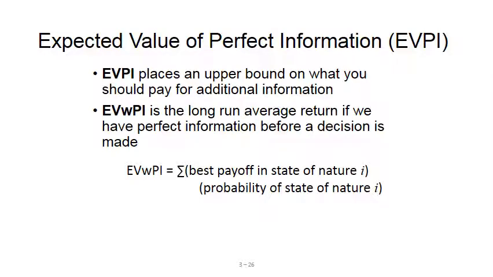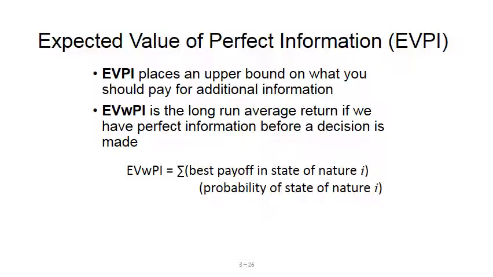The expected value of information is the most that you should pay for information that will assist you in making a better decision. The expected value with perfect information is the long-run average if you make decisions based on perfect information. We need the EVWPI in order to calculate our EVPI.